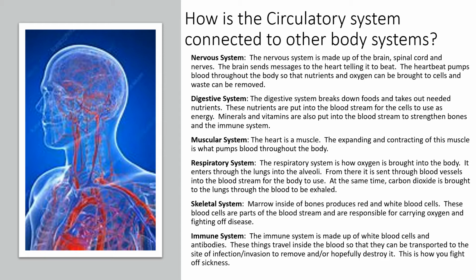Respiratory system. The respiratory system is how oxygen is brought into the body. It enters through the lungs into the alveoli. From there it is sent through blood vessels into the bloodstream for the body to use. At the same time, carbon dioxide is brought to the lungs through the blood to be exhaled.